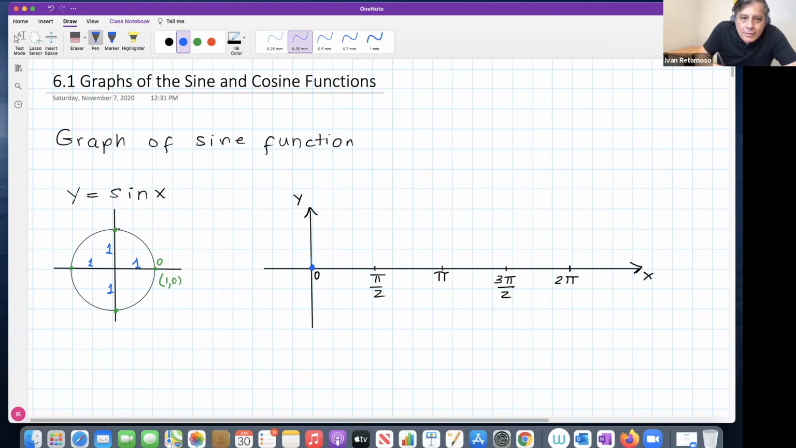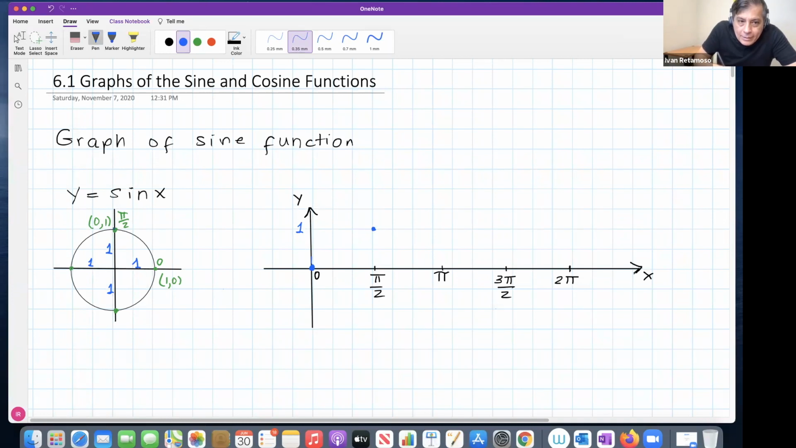If we continue counterclockwise, we're going to reach here 90 degrees, right? Or equivalently pi over 2. And the coordinates of pi over 2 here should be just 0, 1, right? Now remember, in the unit circle, the second coordinate gives you the value of sine. So sine of pi over 2 should be just 1, right? So the second point, the one associated with pi over 2 radians, should be 1.